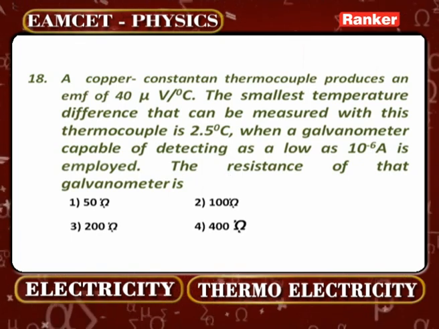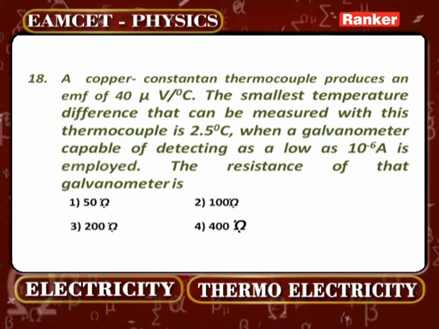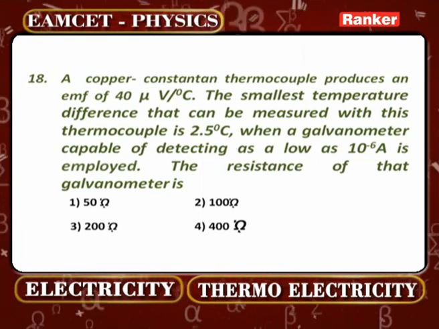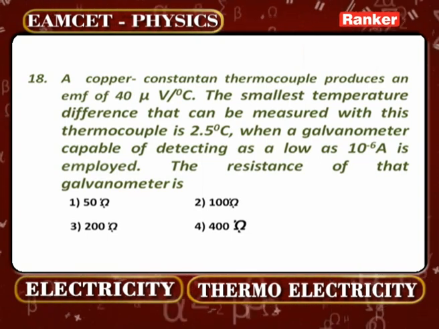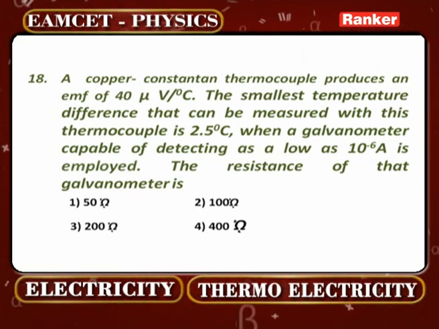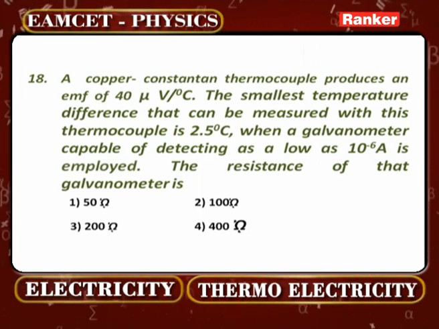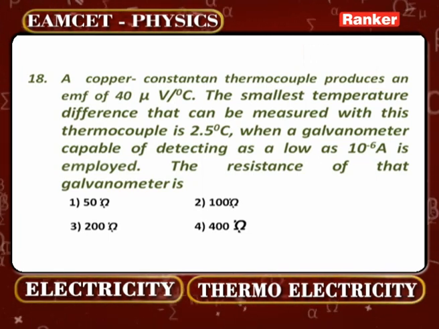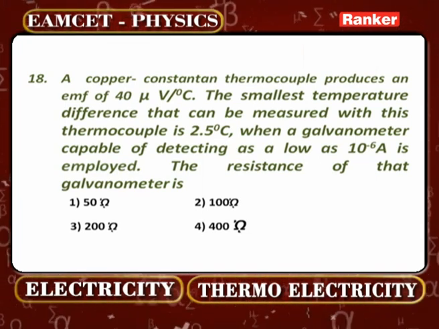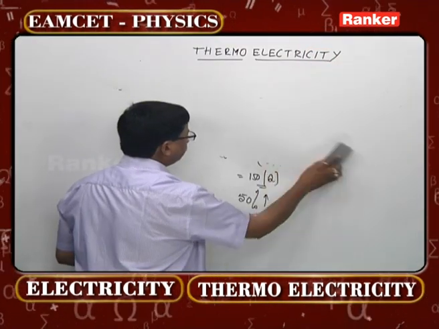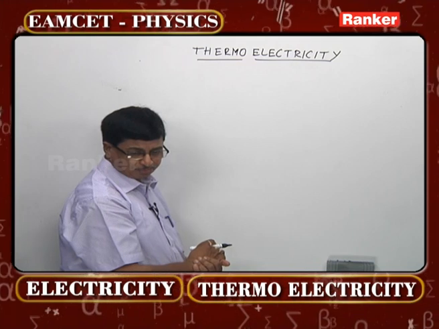A copper constantan thermocouple produces an EMF of 40 microvolt per degree centigrade. The smallest temperature difference that can be measured with this thermocouple is 2.5 degrees centigrade when a galvanometer capable of detecting as low as 10 power minus 6 ampere is employed. The resistance of that galvanometer is how much? That is the concept. These types of questions are very commonly asked models at different entrance examinations.